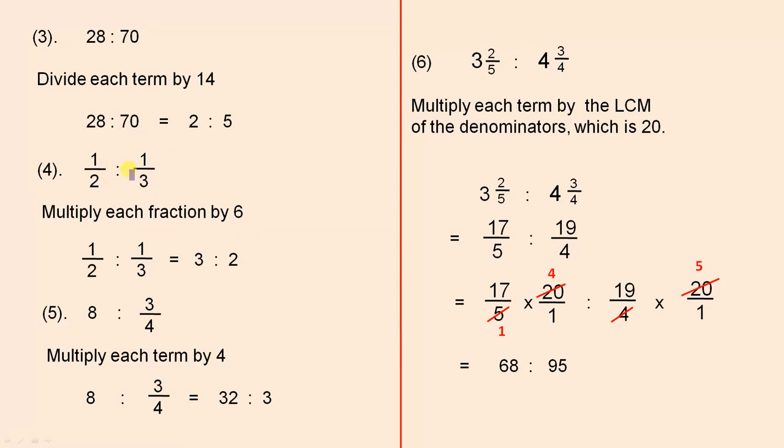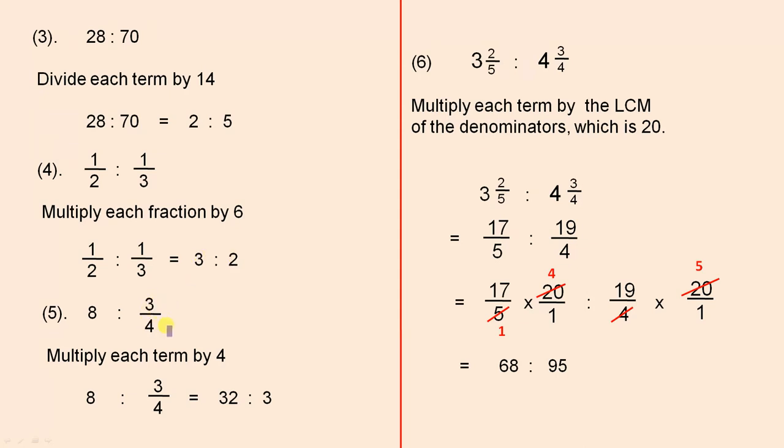Now, here we have some fractions, so the rule says multiply each fraction by the lowest common multiple of the denominators. So you have 2 and 3, so the lowest common multiple is the lowest number that they both divide into. We saw that in an earlier video. So the lowest number that they both divide into is 6. So multiply each fraction by 6. 6 times a half gives us 3. 6 times 1/3 gives us 2. So this ratio is simplified 3 is to 2.